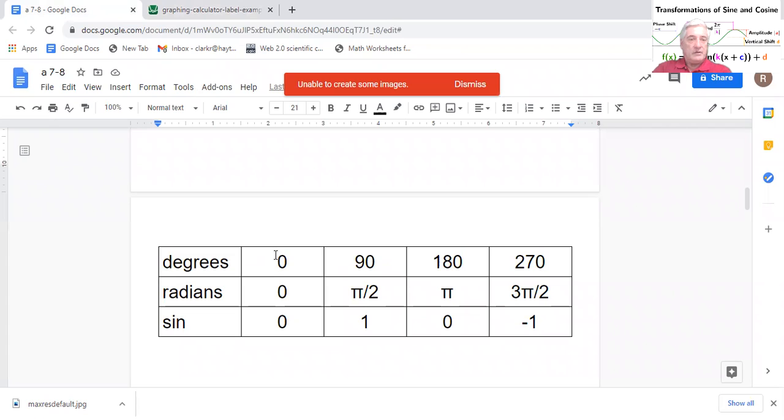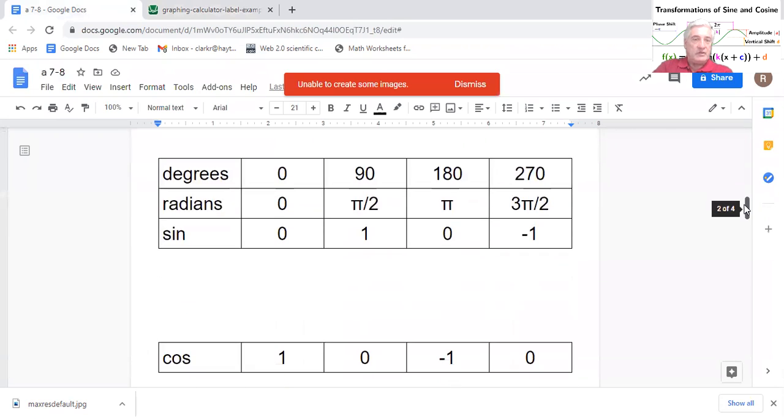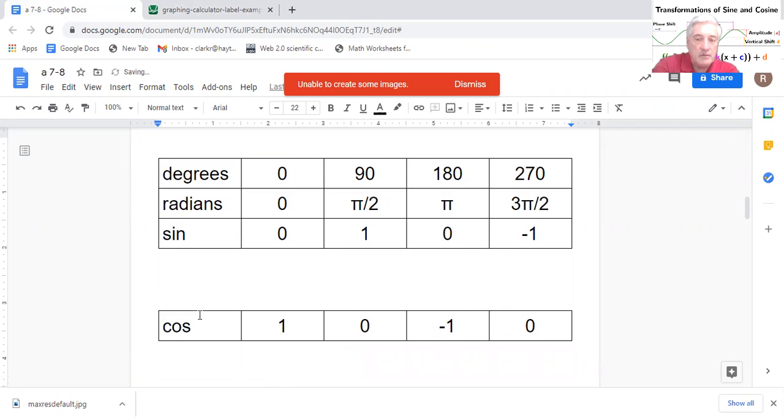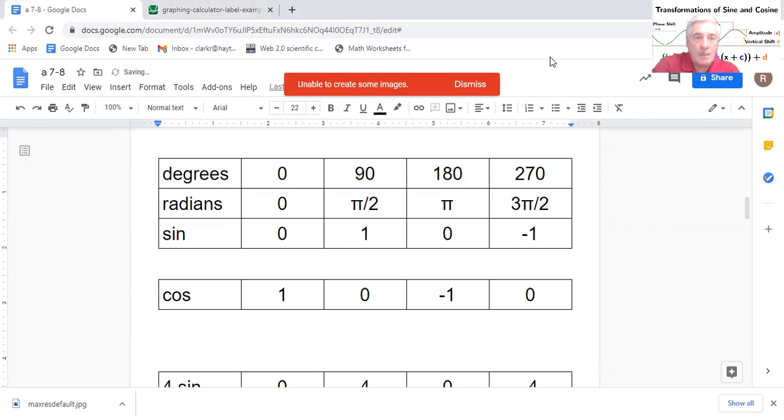The chart. Radians and degrees, there's sine. We've just brought up cosine, so let me bring it up. Hey, when cosine is 1, sine is 0. When sine is 1, cosine is 0. When cosine is -1, we get 0 for sine. And when sine is -1, we get 0 for cosine.